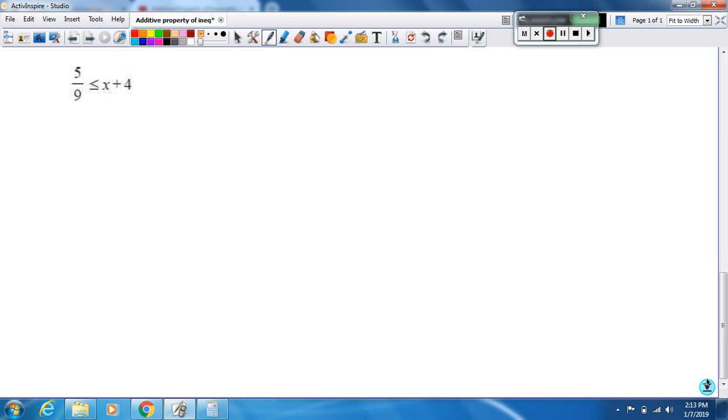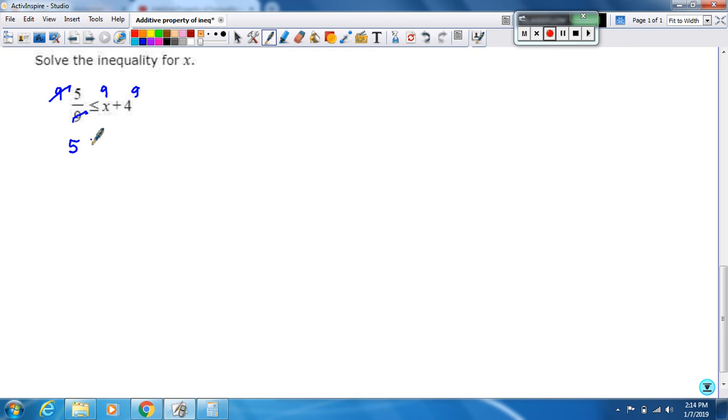Okay, this next one, I have a 9 as a denominator, and it's the only denominator, so I can multiply everything by 9. So top cancels with bottom, so you get 5 is less than or equal to 9 times x is 9x plus 9 times 4 is 36. I'm going to subtract 36 from both sides.